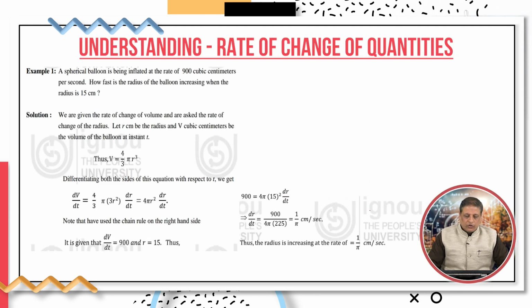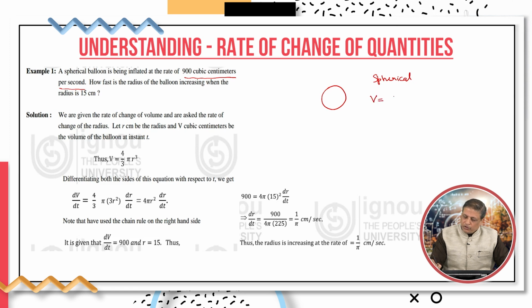Here the question is: a spherical balloon is being inflated at the rate of 900 cubic centimeters per second. Watch the unit, cubic centimeters per second, that is variation with respect to time. How fast is the radius of the balloon increasing when the radius is 15 centimeters? So, there is a balloon. Now, a balloon is a spherical entity.